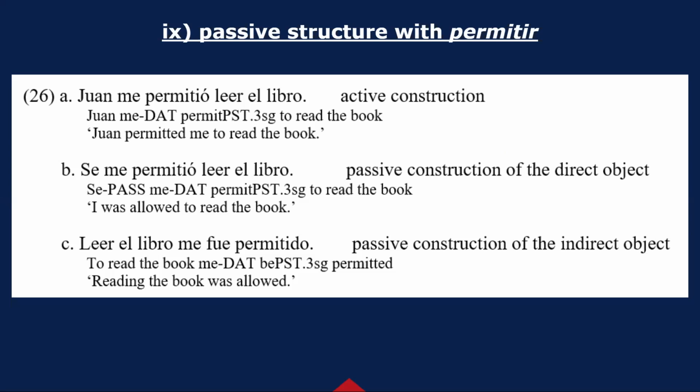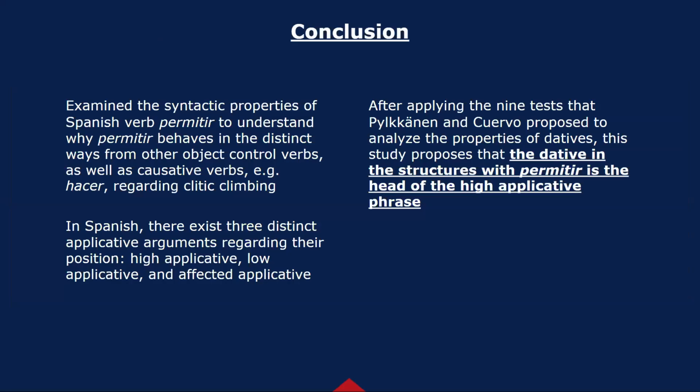In this study, we studied the syntactic properties of the Spanish verb permitir to understand why permitir behaves in a distinct way from other object control verbs, as well as the causative verb hacer, regarding clitic climbing. To analyze the internal structure of permitir, this study accepted the theory of the applicative argument proposed by Marantz, Pylkkänen, Cuervo, and others. In Spanish, there exist three distinct applicative arguments regarding their position: high applicative, low applicative, and affective applicative. After applying the 9 tests that Pylkkänen and Cuervo proposed to analyze the properties of dative, this study proposed that the dative in the structure with permitir is the head of the high applicative phrase.